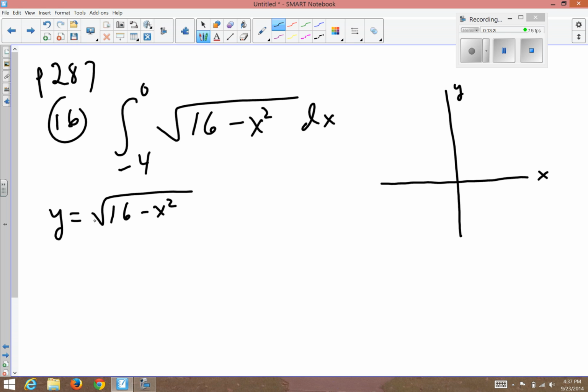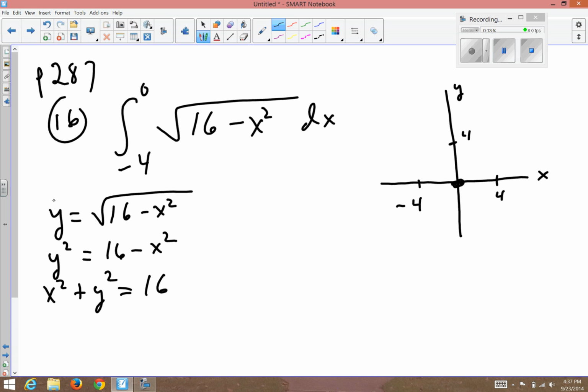If you square both sides of this equation, you'll get y squared equals 16 minus x squared. If you add x squared to both sides, you get x squared plus y squared equals 16. So we know this is the equation of a circle with center 0, 0, and radius 4.